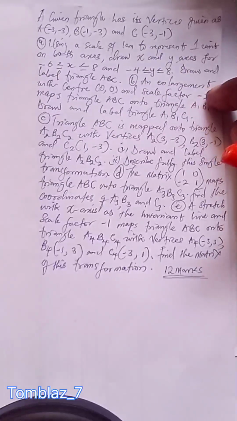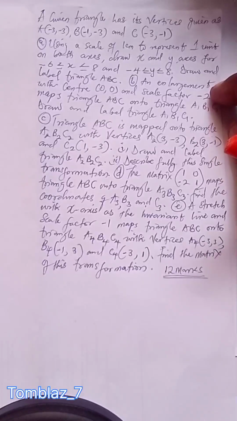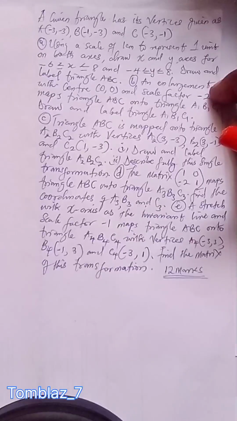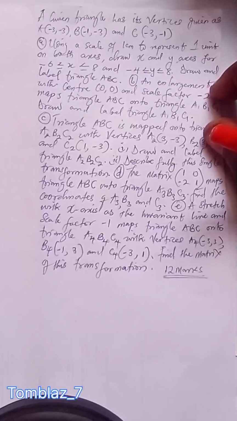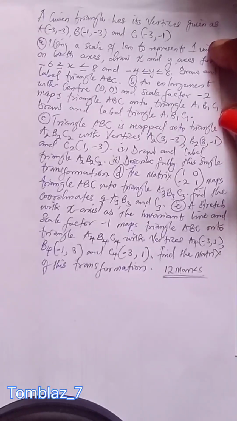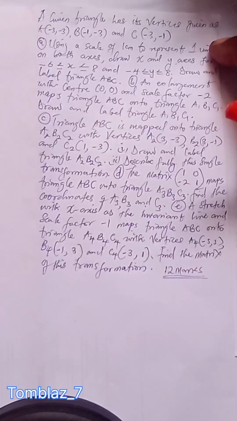Now they say, using a scale of 1 centimeter to represent 1 unit on both axes, draw x and y axis for minus 6 less than or equal to x less than or equal to 8, and minus 4 less than or equal to y less than or equal to 8. You should draw and label triangle ABC.